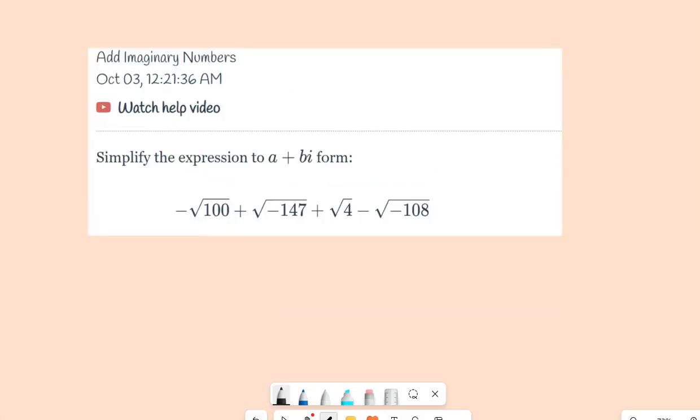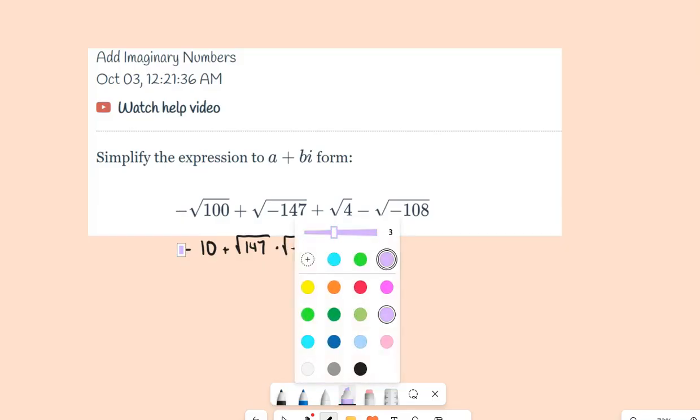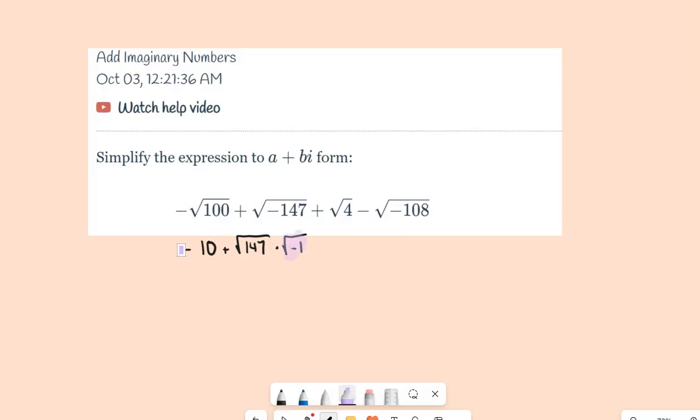All right, let's do another one of these. We're going to have negative, well, I can solve that. The square root of 100 is 10. Then we'll get to this part here, where we'll do the square root of 147 times the square root of negative 1. And again, we're going to replace that with i. Okay. And then plus root 4, which is 2, minus the square root of 108.